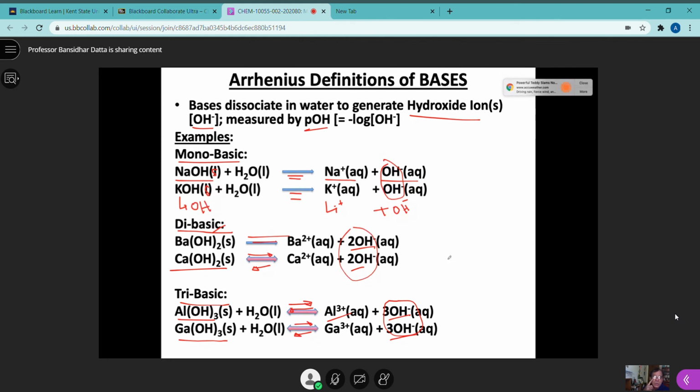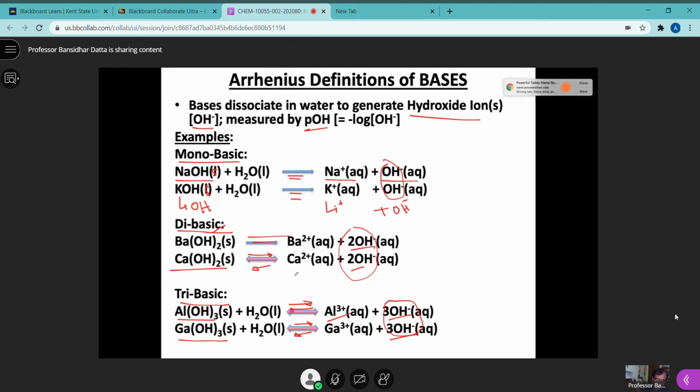Now, from this, who can tell me whether magnesium hydroxide is a weak base or strong base? Would it be strong? Magnesium hydroxide, isn't it group 2, which is dibasic? So couldn't it go either way? It's weak. It's weak.